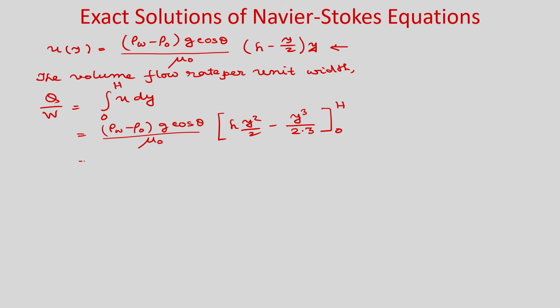So, if you put this, you are going to get (rho w minus rho naught) into g cos theta divided by 3 mu naught into h cube. Okay. So, this is the volume flow rate per unit width.